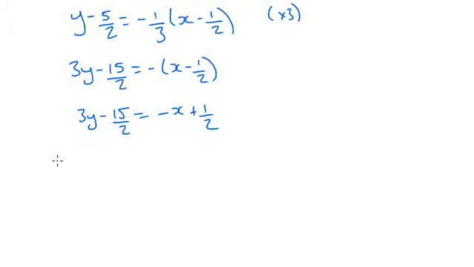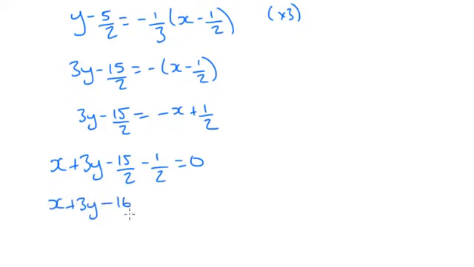I'm going to have positive x plus 3y, take 15 over 2, take away another half, equals 0. And these two can combine together to give me minus 16 over 2 equals 0, which is minus 8. So we've got x plus 3y minus 8 equals 0. You're allowed this, but you're also allowed multiples of this. So if you've got like 2x plus 6y minus 16 equals 0, that's correct too.